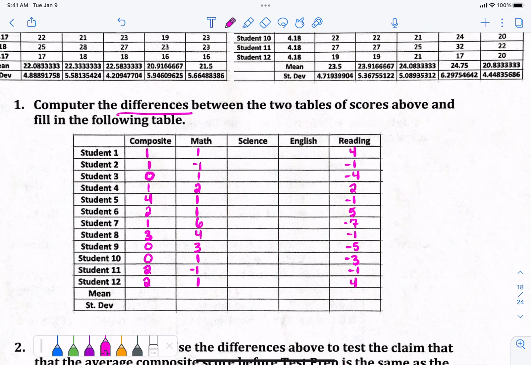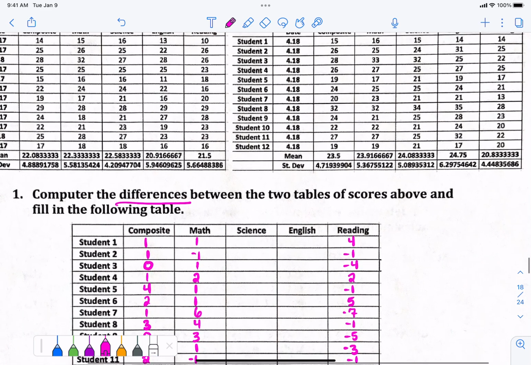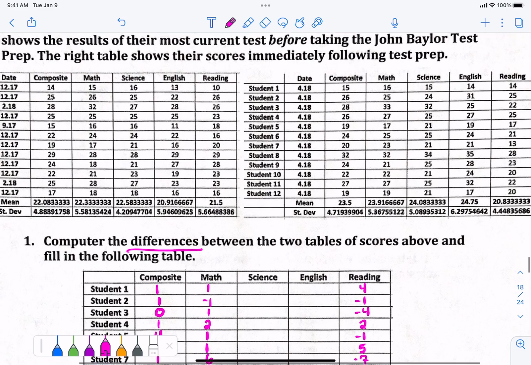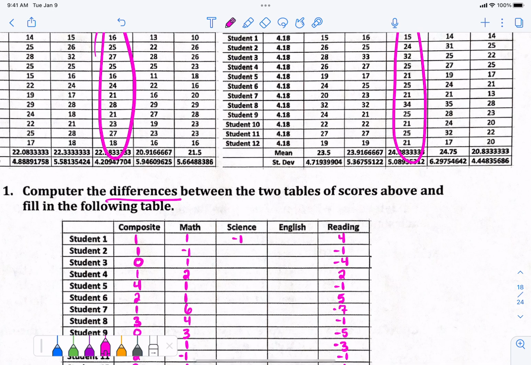Okay, anybody did math? Are you checking the math? Yeah, math is right, because I just got done with the math column. Science. I gotta circle them, otherwise I can't see. There we go. Minus 1. Minus 1. 5. 0, 5. I finished reading.